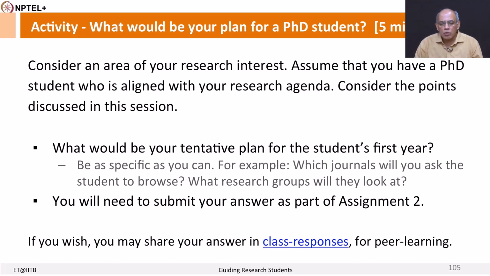Now consider what we have discussed so far and come up with a tentative plan for the student's first year. What will be useful here is if you can write in very specific terms with respect to your own research. Like which exact journals are you going to ask the student to browse, what research groups will they look at, what are the canonical papers that you want the student to read. All of these will be very useful even for you once you have the student.